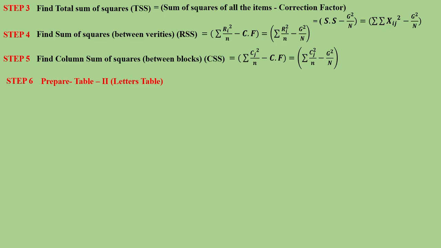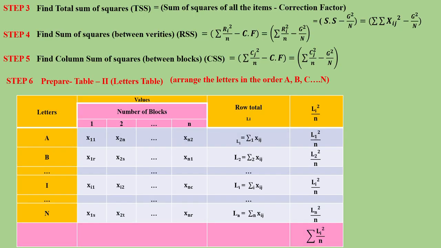Then prepare table 2. Arrange the letters in alphabetical order, so A, B, C, D. Then the number of blocks. Then find the row total of Li, the letters' totals, that means L1, L2, L3. Then you have to find Li square by N and find the summation of Li square by N. This is a one-way classification.